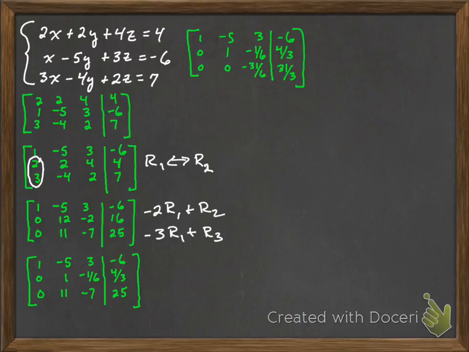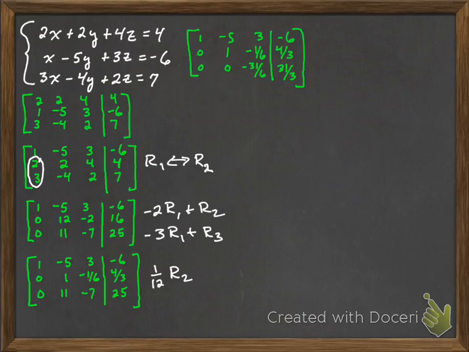So that's what I'm going to write down, 1/12 times row 2. That's how we get this new row right here. 12 times 1/12 is 1. Negative 2 times 1/12 would be negative 2/12, which reduces to negative 1/6. And then 16 times 1/12 is 16/12, which reduces to 4/3. And the bottom row is going to stay just like it is.